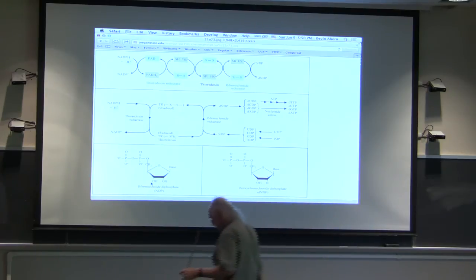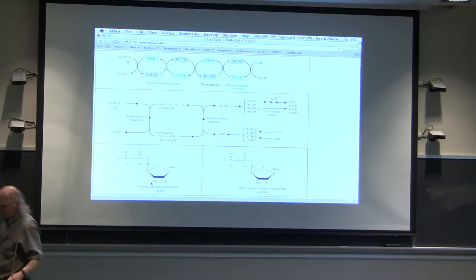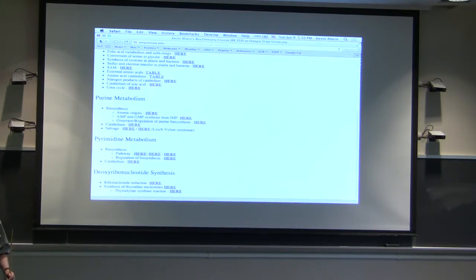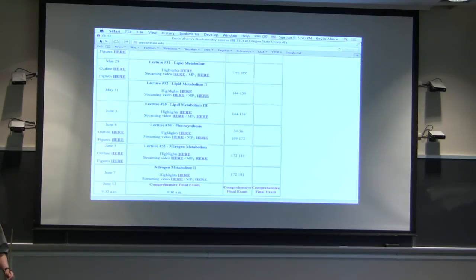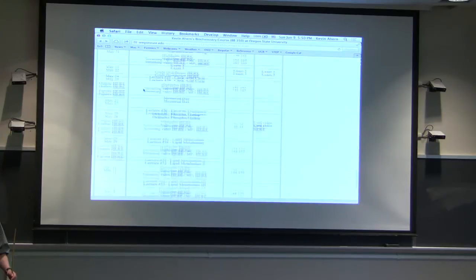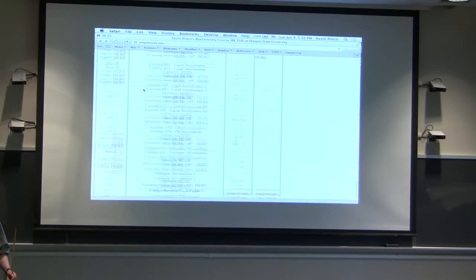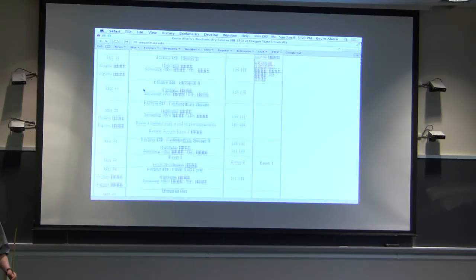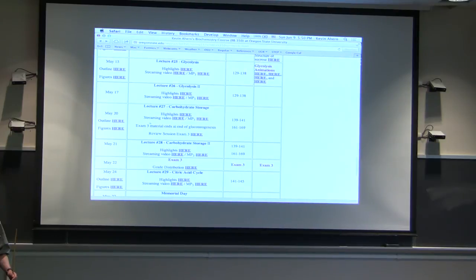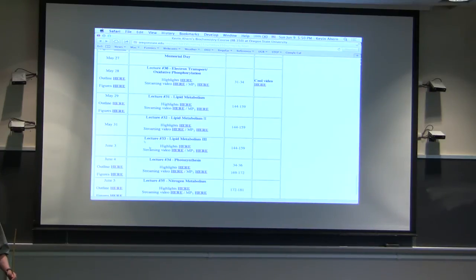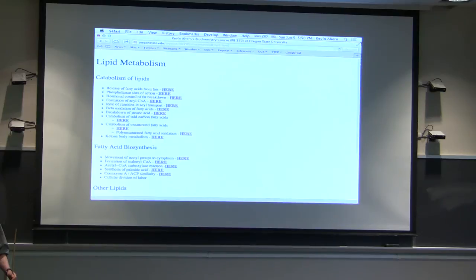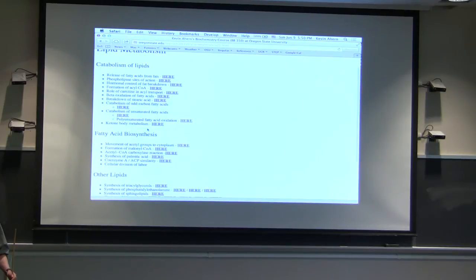Sure. Ketone body metabolism. Okay. So, let's see. That would be back under carbohydrates, I believe. Or was it under lipids? Maybe it was under lipids. Ketone body metabolism, okay, right there.